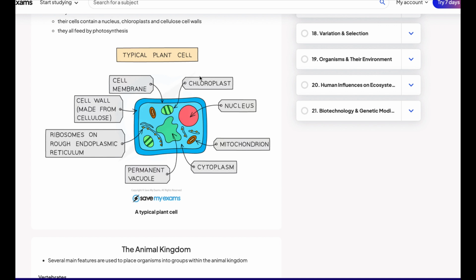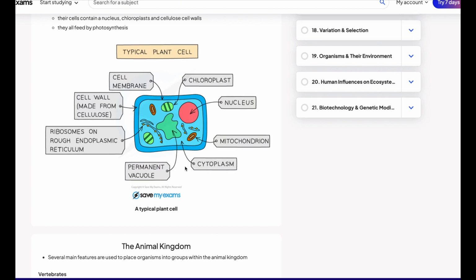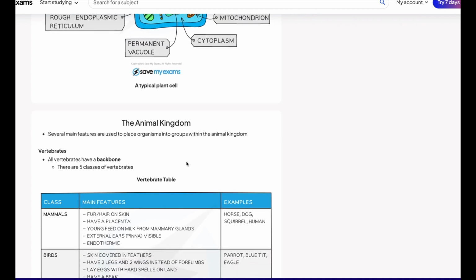And then we have the chloroplast that contains the green pigment, the chlorophyll, that traps the sunlight energy for photosynthesis to take place in the plant. We have the nucleus that contains the genetic information for the organism. You have the mitochondria, or mitochondrion, which is the site for energy release by respiration in the cell. You have the cytoplasm where metabolic activity takes place. You have the permanent vacuole. In past exam papers, when they talk about a permanent vacuole and ask whether it is an animal or plant in the IGCSE biology question, a large permanent vacuole means it is a plant, not an animal. Animals have little or no vacuole.